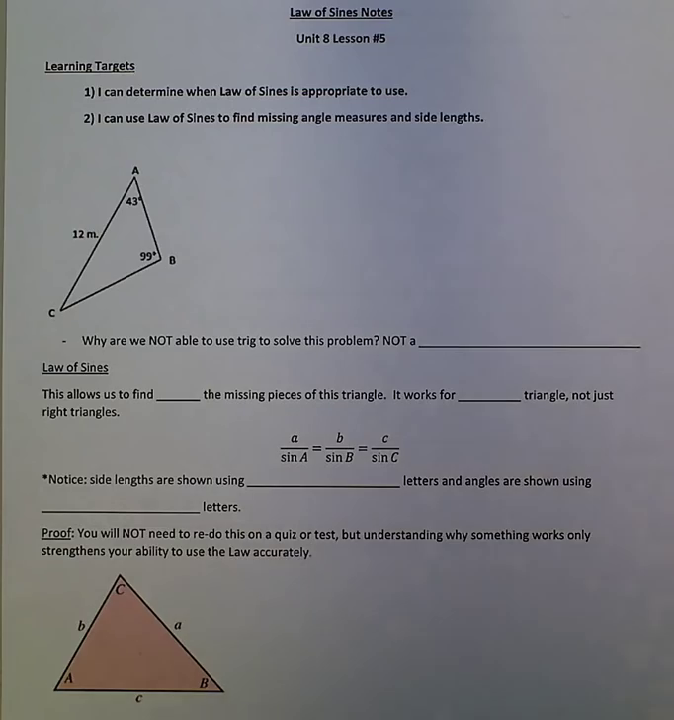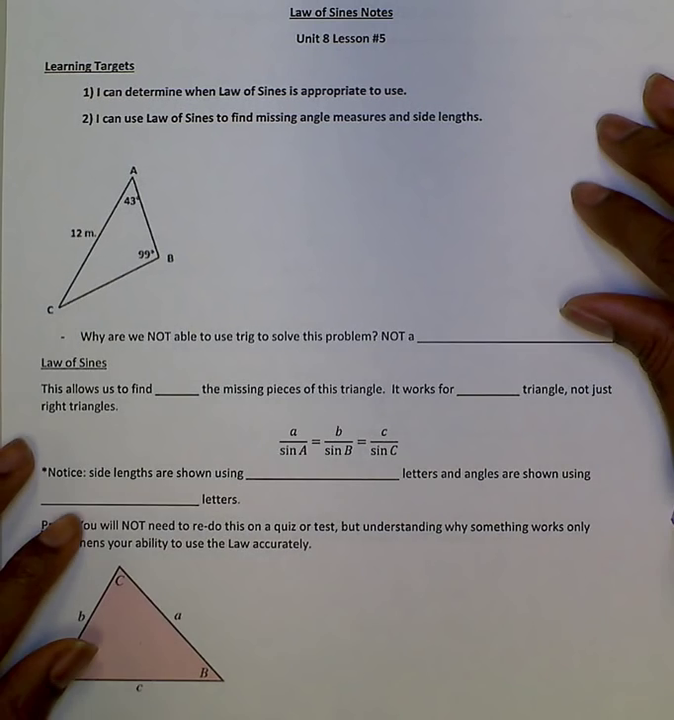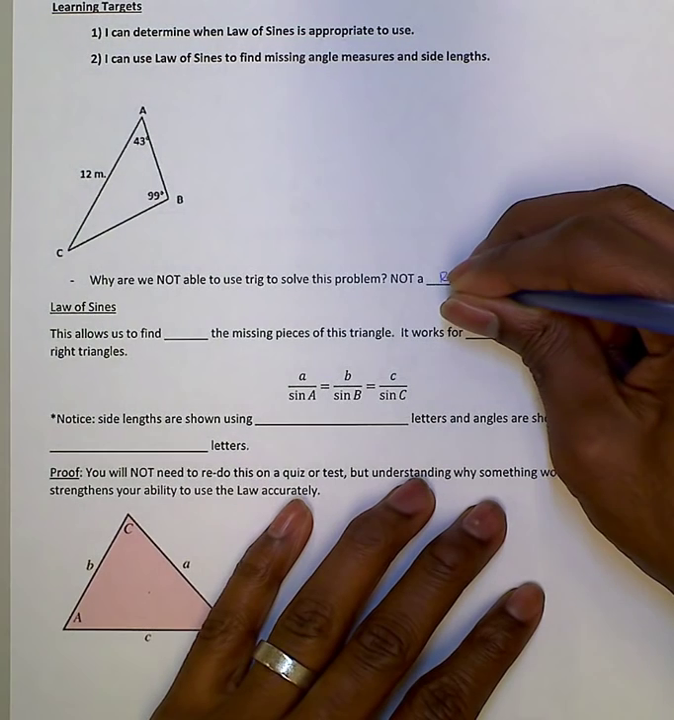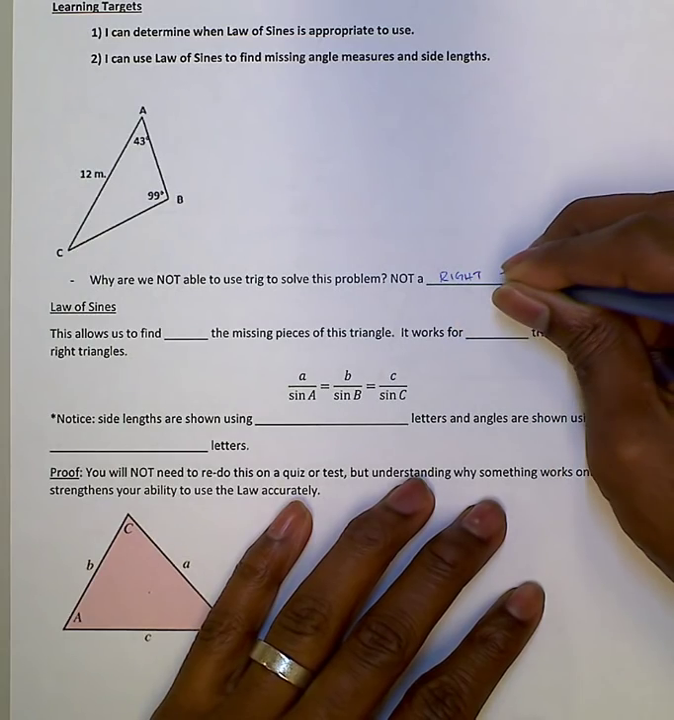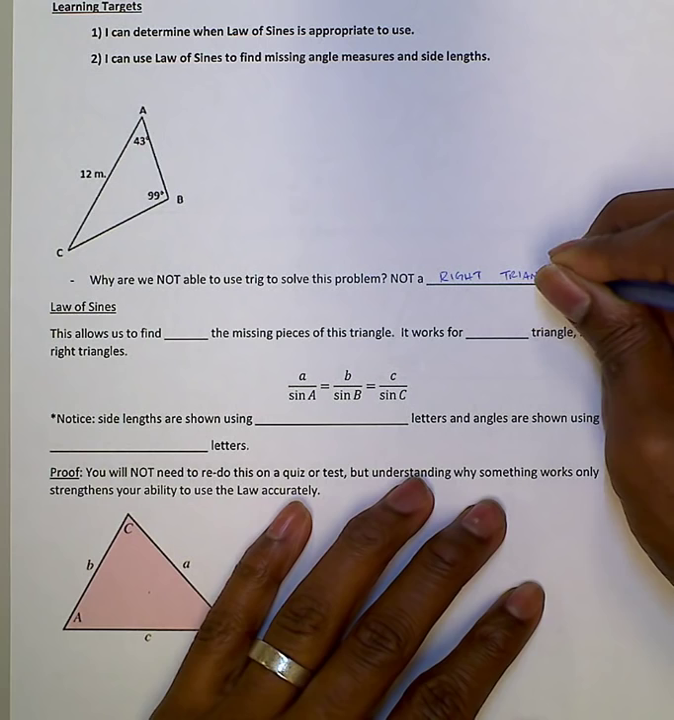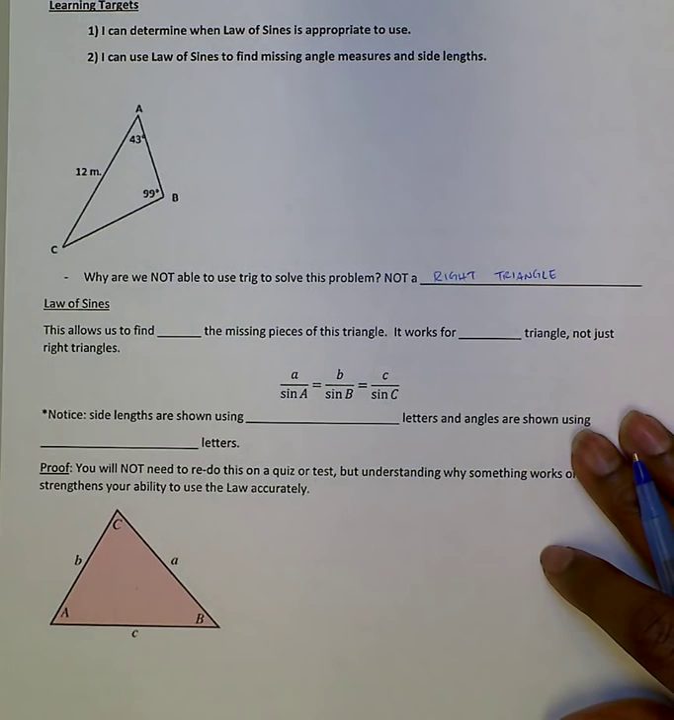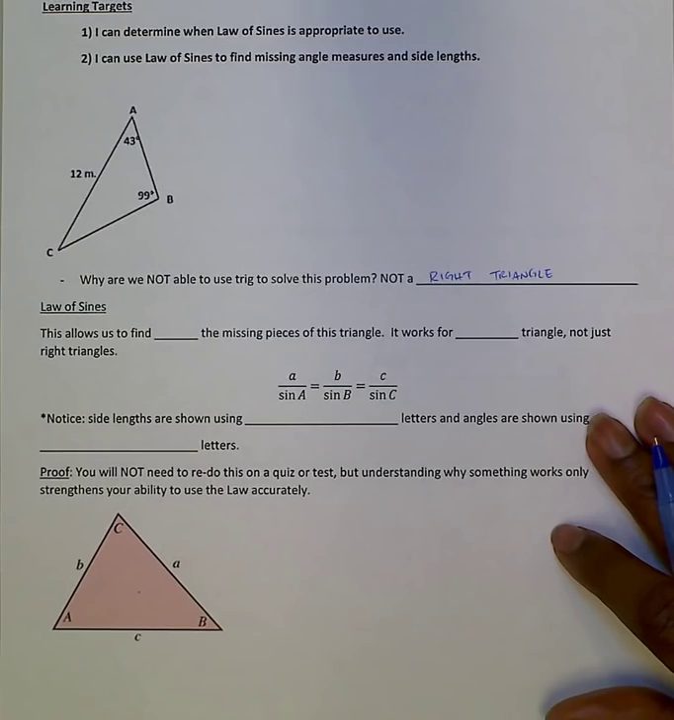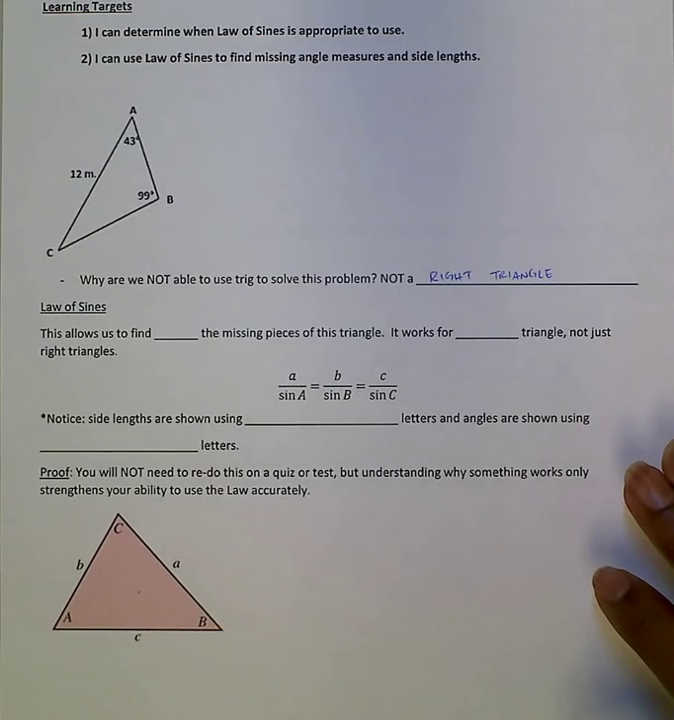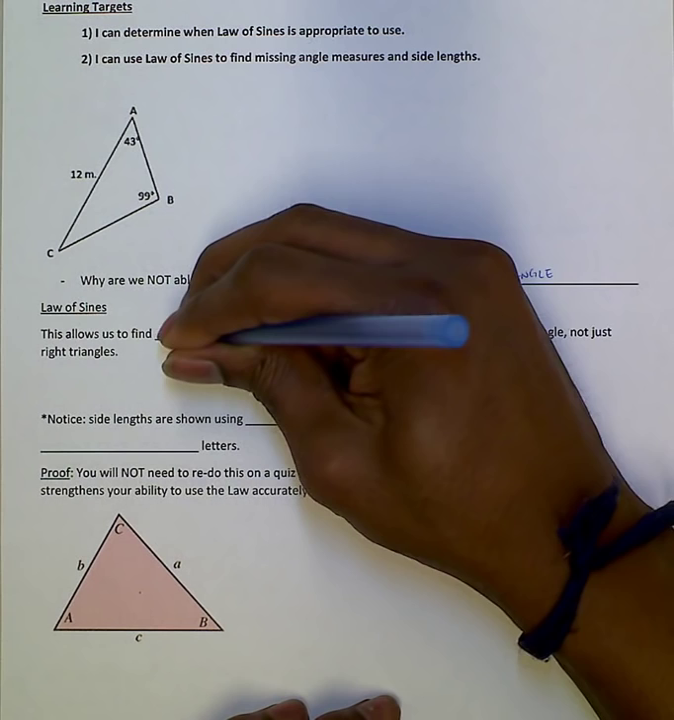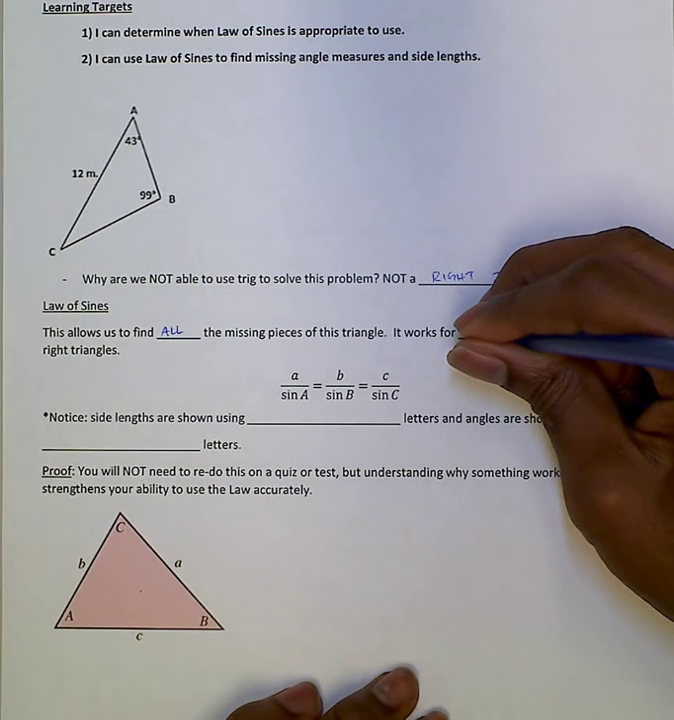Okay. So looking at this triangle up here, it's a little bit different from what we've been looking at up to this point in this chapter, because we're not able to use our trig to solve this problem. The reason is that it is not a right triangle. Remember that with the trig that we've talked about so far, we've had to use a right triangle, and most triangles aren't right triangles. I'll say a lot of triangles at least aren't right triangles. And so the law of sines will help us to find all the missing pieces of this triangle, and really any triangle, because it works for any triangle, not just right triangles.